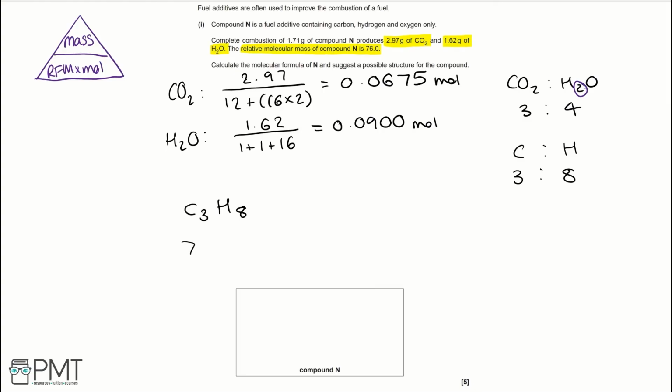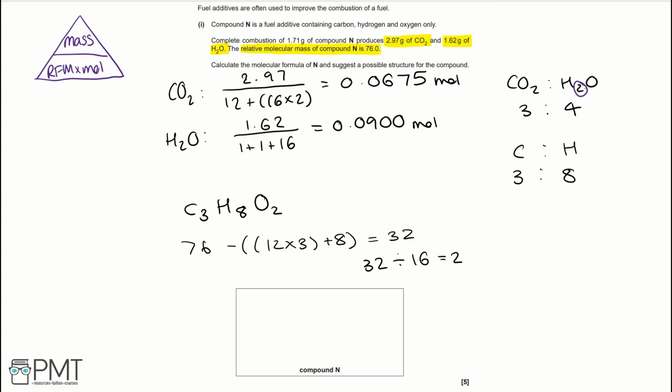So that would be 76 minus 12 times 3 plus 8, which equals 32. And then we need to divide by 16 because that's the formula mass of oxygen. So that's going to be 32 divided by 16, which equals 2. So we have 2 oxygens.